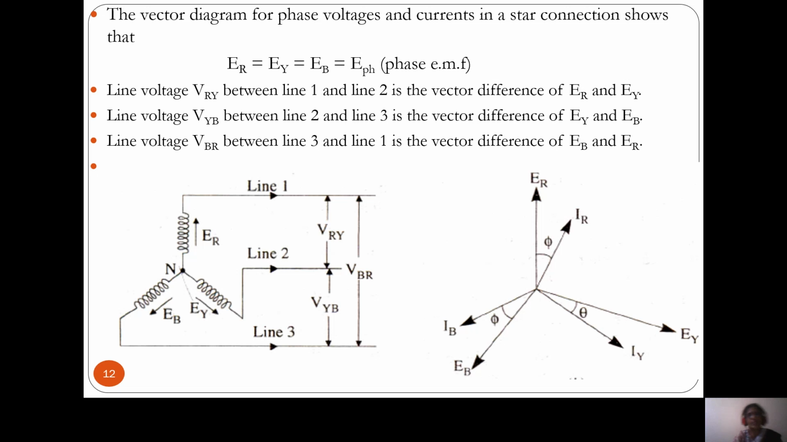So ER, EY, EB are the windings' phase voltages, and VRY, VYB, VBR are the line voltages. VRY is between line 1 and line 2, so it is the difference of ER and EY. Like that, VYB, between line 2 and line 3, is the vector difference of EY and EB. And VBR, between line 3 and line 1, is the vector difference of EB and ER.